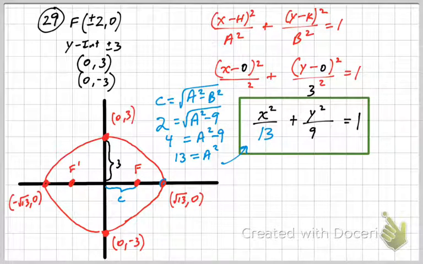Questions on 29, yes. Caleb, what does the foci have to do with the equation? Without knowing this length is 2, I could not have found a squared. So why do we use the foci? To be able to find a squared.